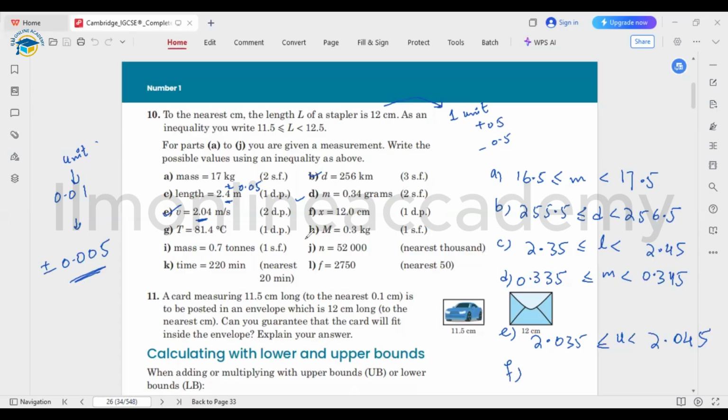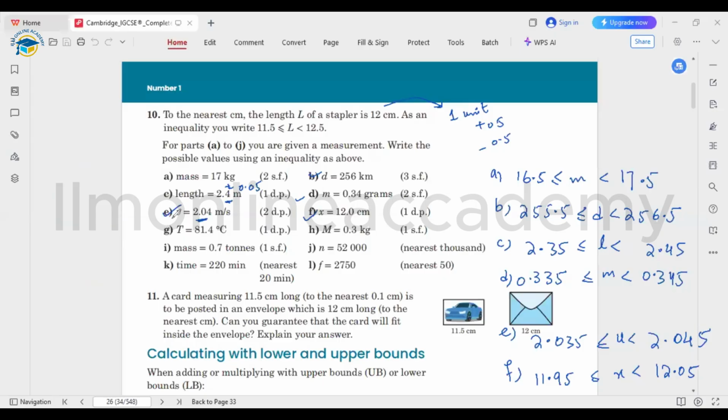Next, moving towards part number F. In F, they gave us X, and up to one decimal place only they gave for the F1 part. So the number is 12.0. So first will be 11.95, the lower bound. And the upper bound will be after adding 0.05 in this. So that will be 12.05. This is basically for the part number F.